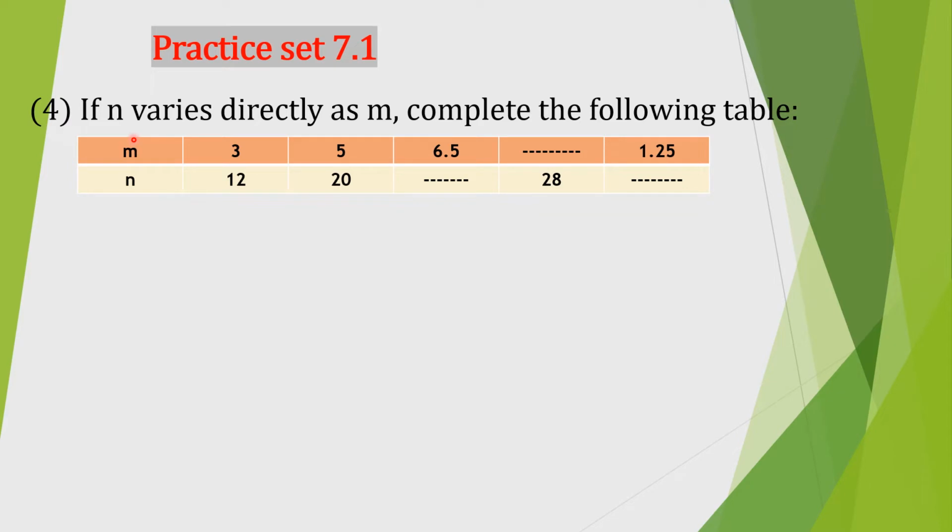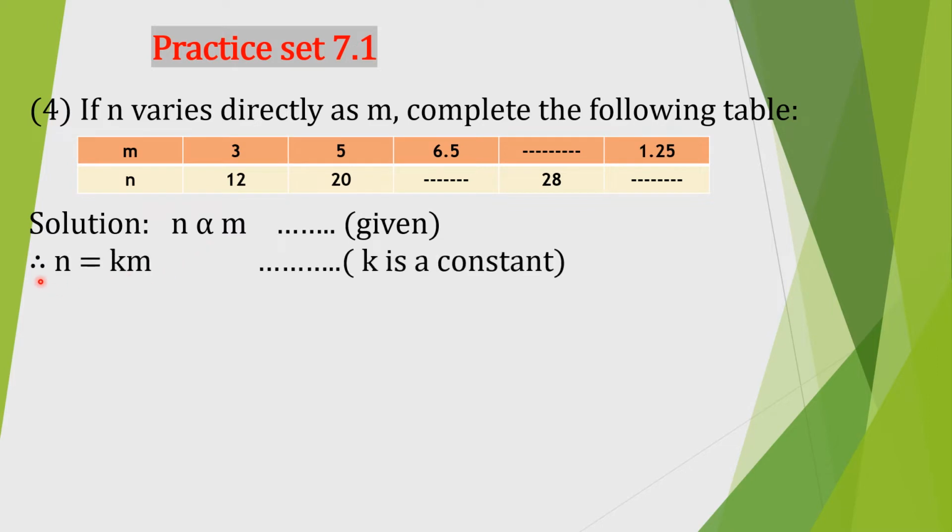Okay, as it is said, n varies directly as m, it means it is direct proportion. So we'll start with our solution. First, you'll write down in symbolic manner, that is n varies directly to m. It is given. So we'll replace our varies sign by the equal to sign and we'll write down, therefore n equal to k into m, where k is a constant.